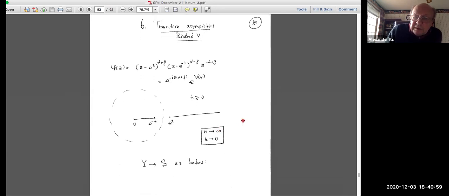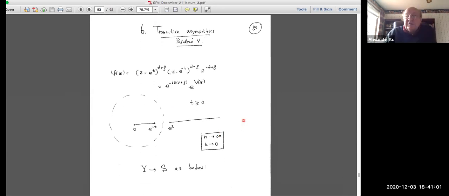So this is exactly a transitional asymptotics. It is where we have the appearance of Painlevé. And again, there are other generalizations, higher order generalizations, where we have Painlevé.